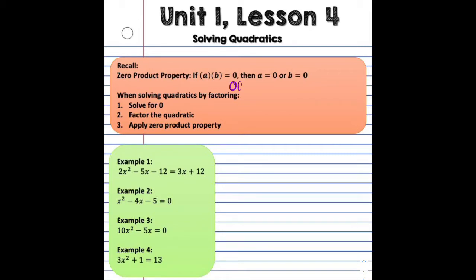And that means that if A is 0, then we would have 0 times B, which would be 0, because anything times 0 is 0. Doesn't matter what B is. Or if B is 0, then we would have A times 0, which is also 0, okay?